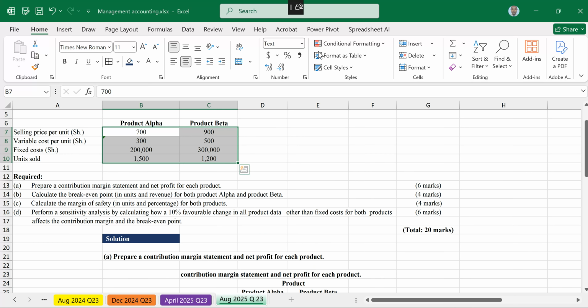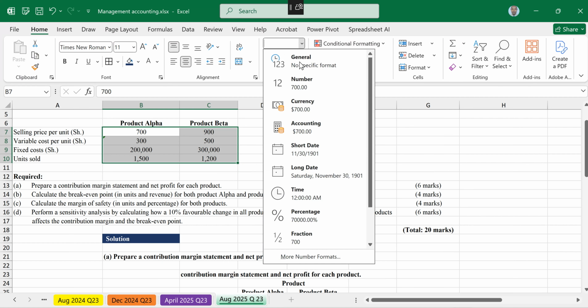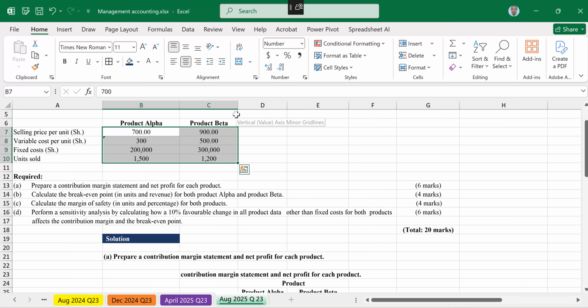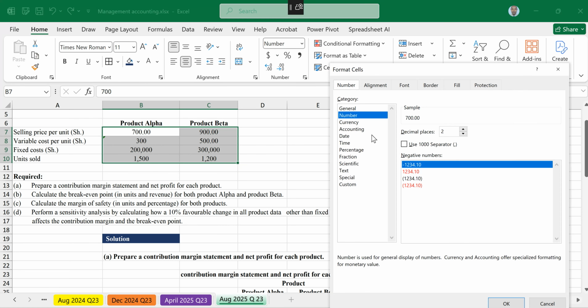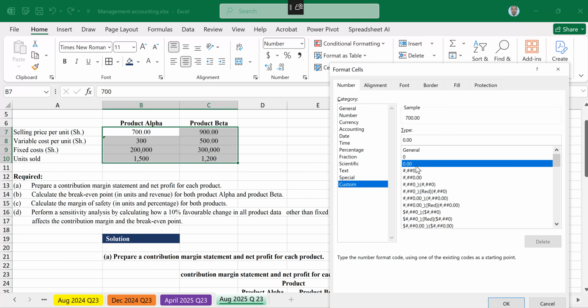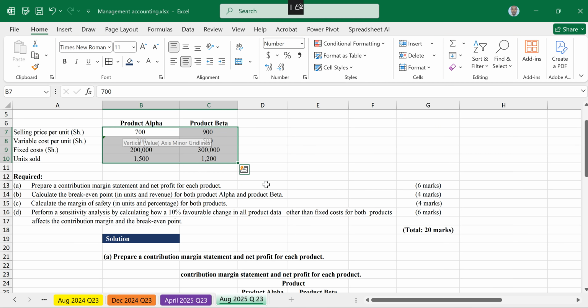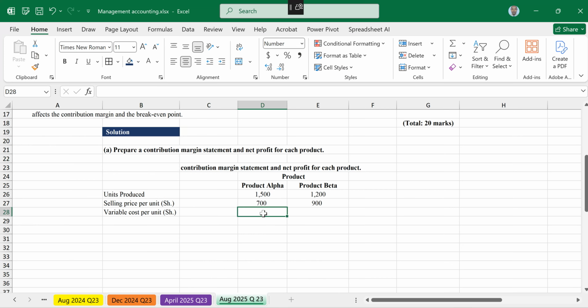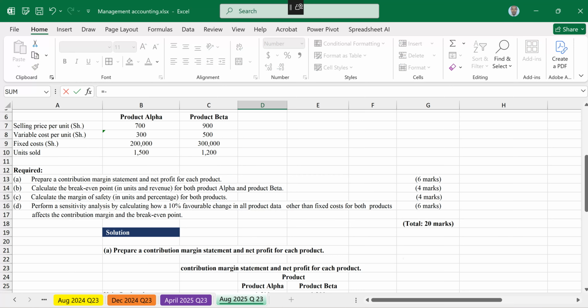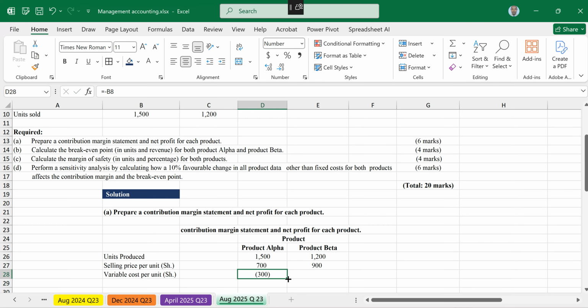All these two numbers are values. So if you click on them, they should give you values. Which means this is now equal sign negative, then I click on the 300. Now it's 300. Drag across.